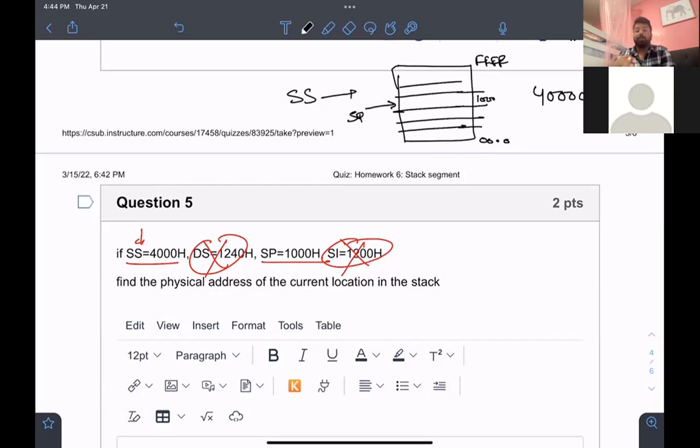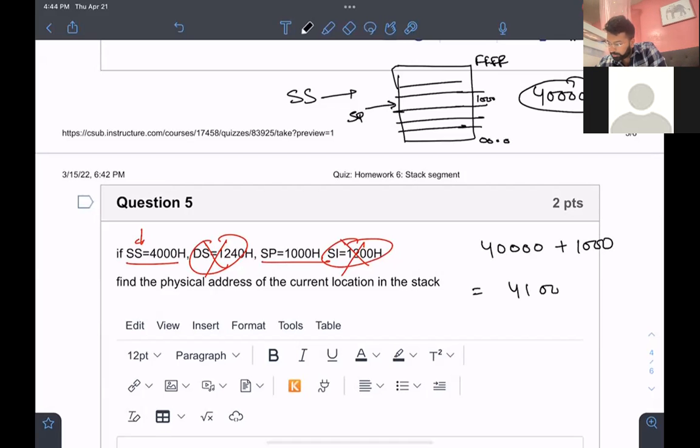So the physical address of this point will be, basically, you take the whole address of the segment, which is 40,000, plus you add the address of the stack pointer, which is 1000. So this means the answer will be 41000.